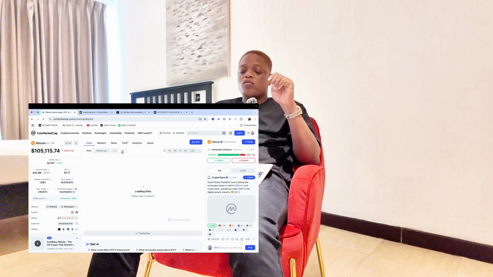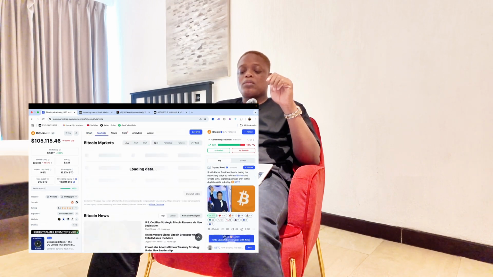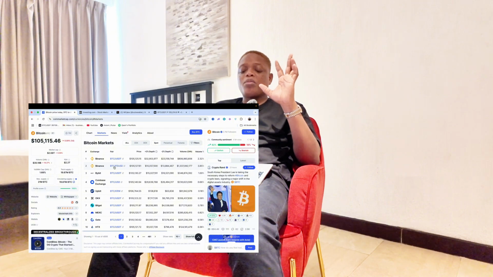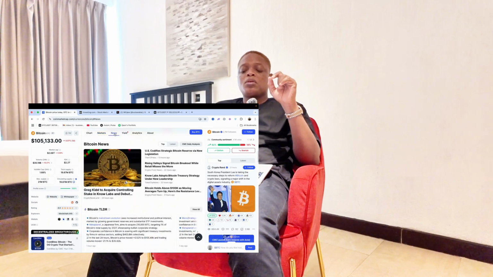Then we'll change here to candlesticks. Then we'll come to the market section. We can see that BTC is available on Coinbase, Binance, Bybit, and OKX. Now, we come to the news.